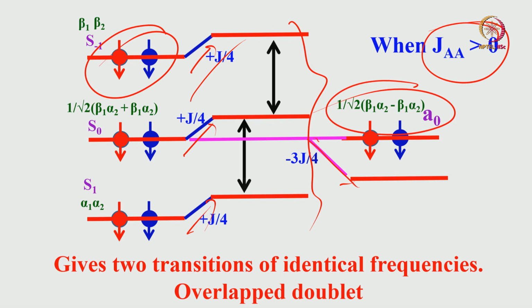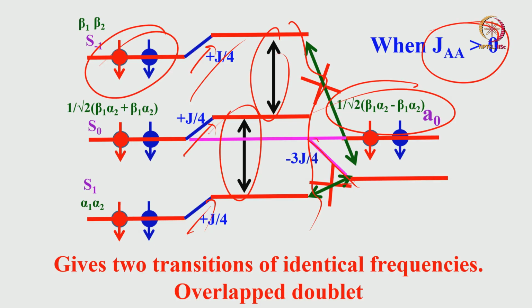Here also only 2 transitions are allowed and transitions from here to here, symmetric to antisymmetric, are forbidden. You are not going to see any transitions between these 2. So, you have 2 lines of again identical frequency, they will overlap and give rise to a single peak.